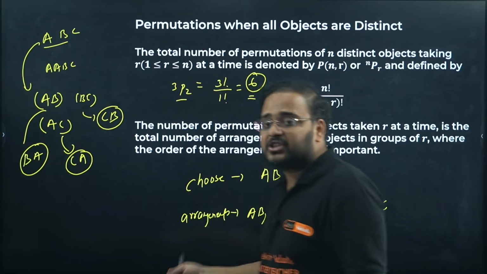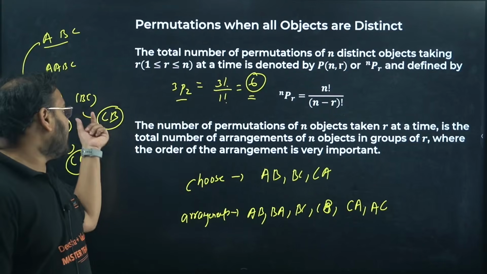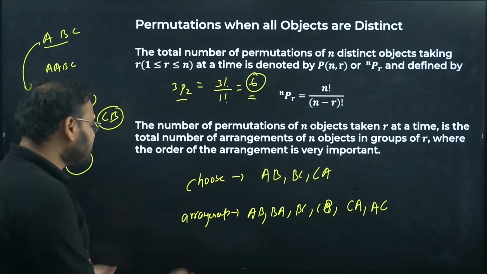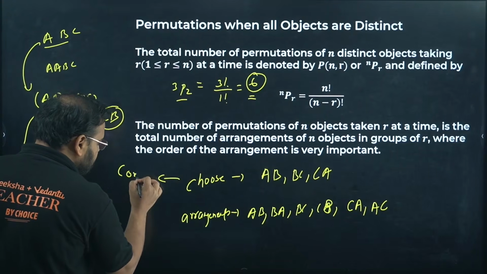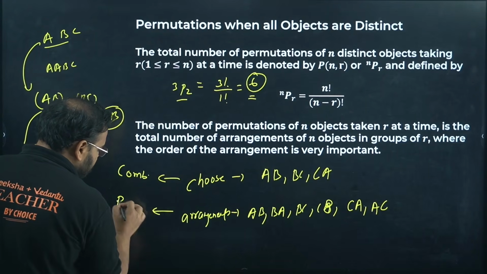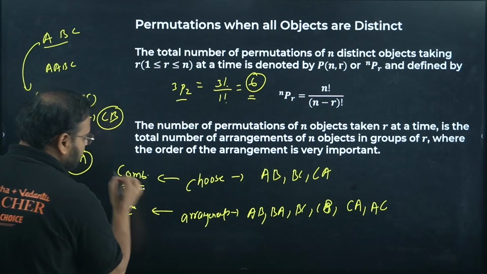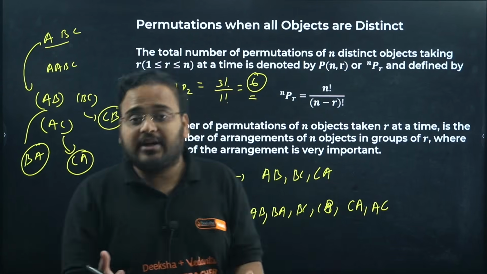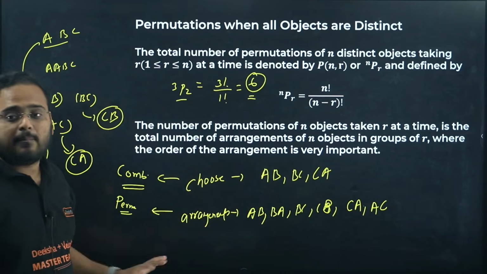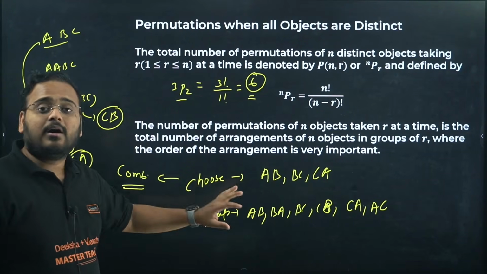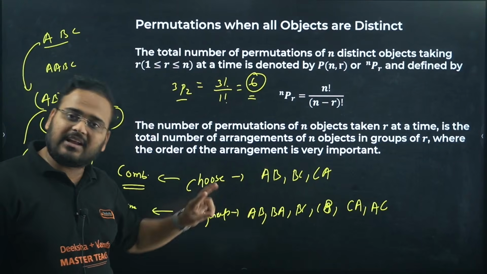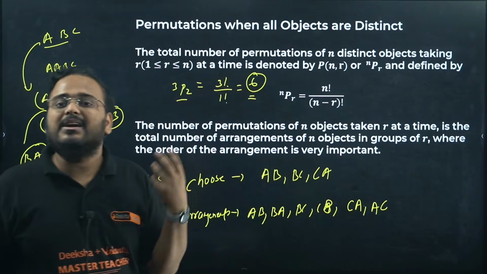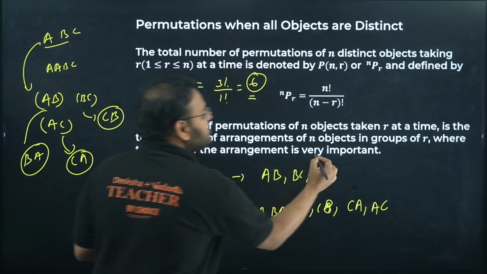Because in the case of permutation, order matters, sir. So AB and BA are 2 different permutations, but they are the same combination. The first one represents your combinations, and this represents your permutations. I hope this is clear. If you just choose, select, without being worried about the arrangement, that becomes a combination: AB, BC, CA. But if you choose the combinations and alongside the arrangement also, AB and BA are 2 different permutations, because arrangement matters, sir. The order of arrangement is very important.